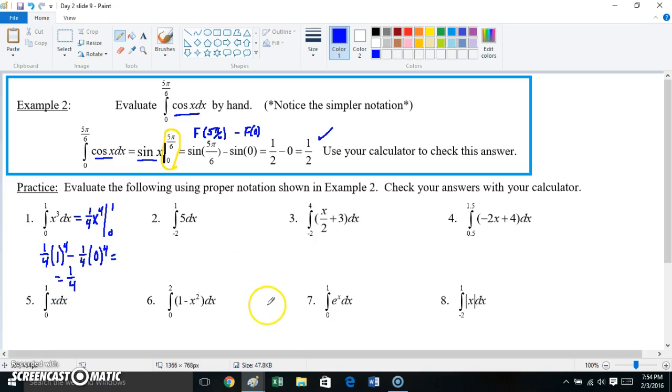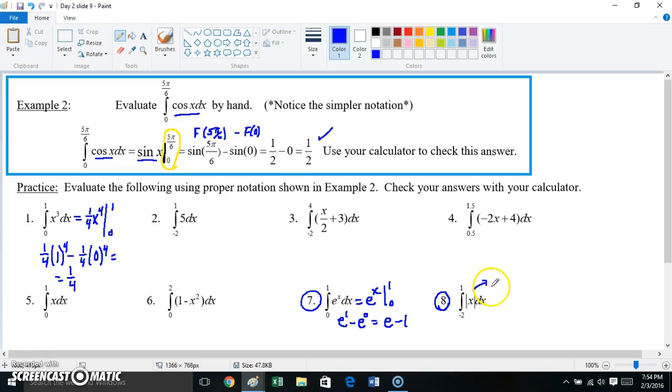Let's look at number 7. The integral of e to the x is e to the x. We're going to evaluate that from 0 to 1. So that's e to the 1 minus e to the 0. That's e minus 1. How about number 8?